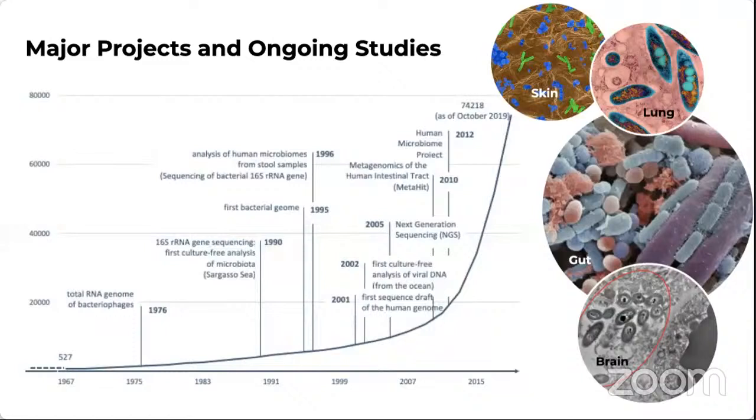As a result of these studies, skin, lung, gut, and even brain microbiota are starting to be characterized, and their relationship with our well-being and their involvement in maintaining the balance of our microbial community are constantly being explored.